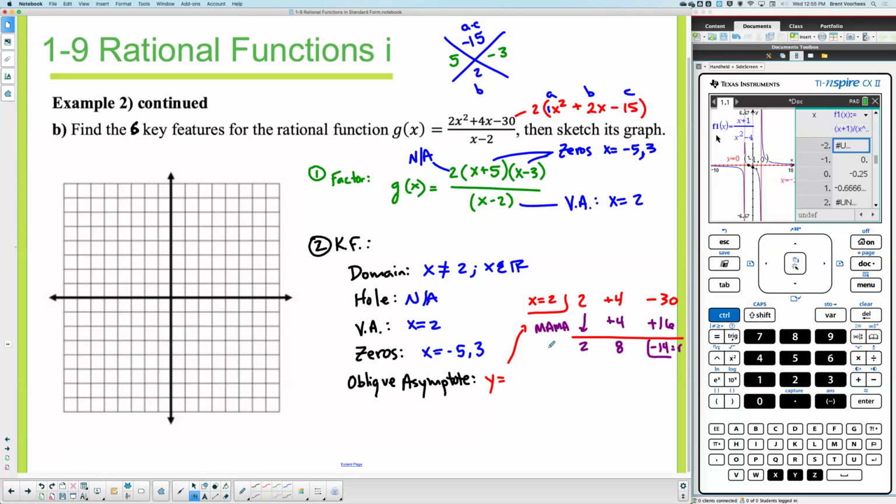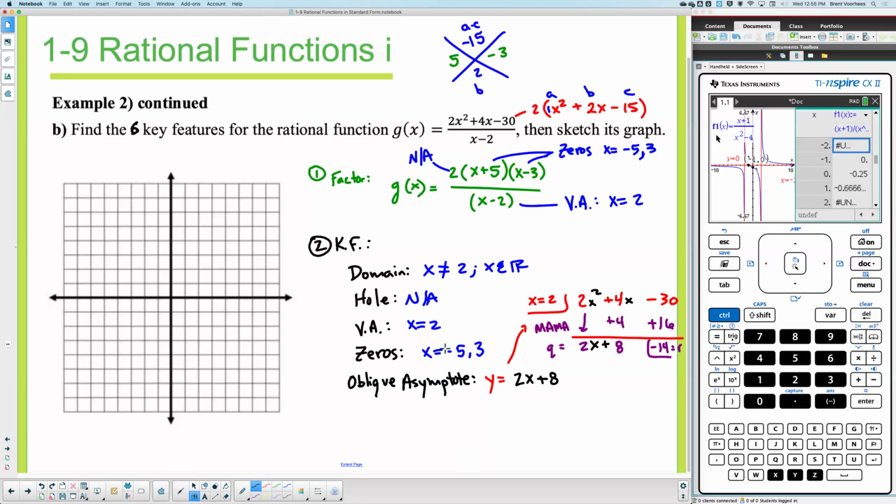Now that part right there is the remainder. This part, if you remember, is called your quotient. Now we started off with 2x squared plus 4x. Do you remember what happens to your power when you do synthetic? It lowers. It becomes 2x plus an 8. That is your equation right here. We're going to have 2x plus 8. That's our oblique asymptote.